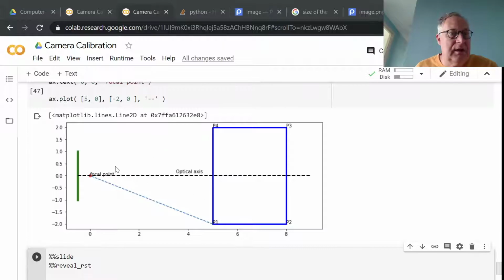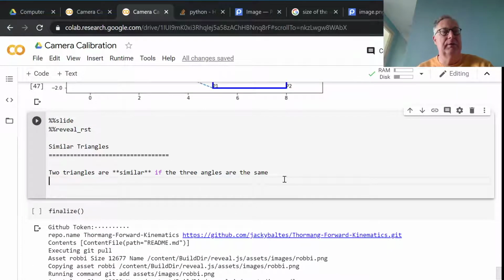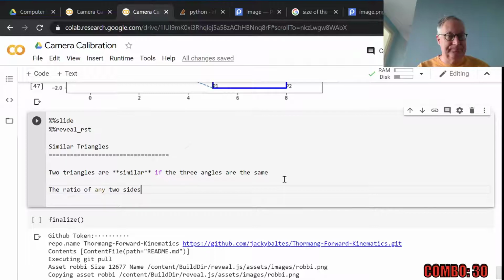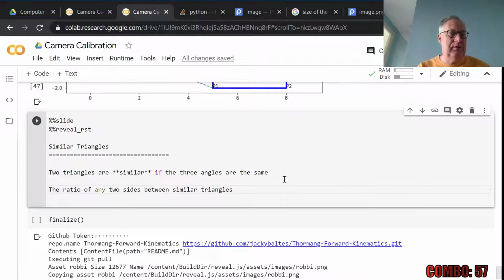Here's a 90-degree angle, here's a 90-degree angle, so two of the angles are the same, which means the third angle here must also be the same. So those two triangles are similar triangles. In our case, what is important is that the ratio of any two sides between similar triangles is going to be equal.